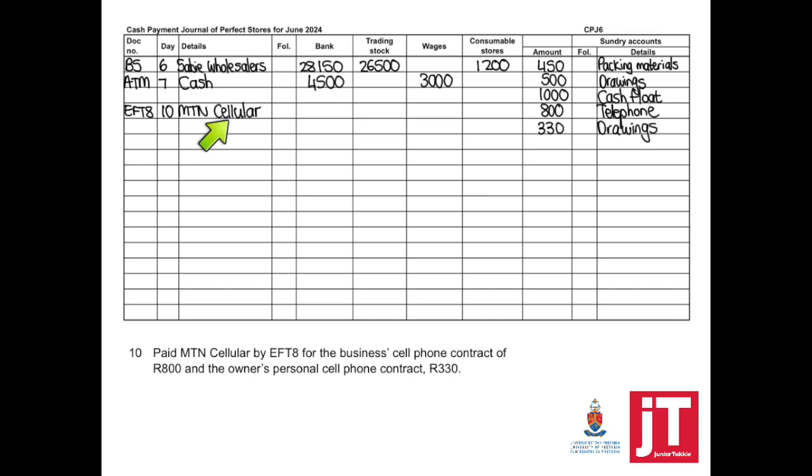Who did we pay? MTN cellular. For what? The business cell phone contract is 800, and they specifically said, the owner's personal contract is 350. This must always be shown as drawings. Anything that the owner takes for personal use is shown as drawings. In total, we paid MTN cellular 1,150.